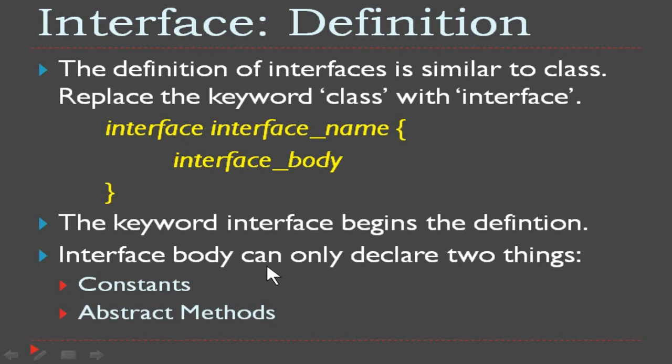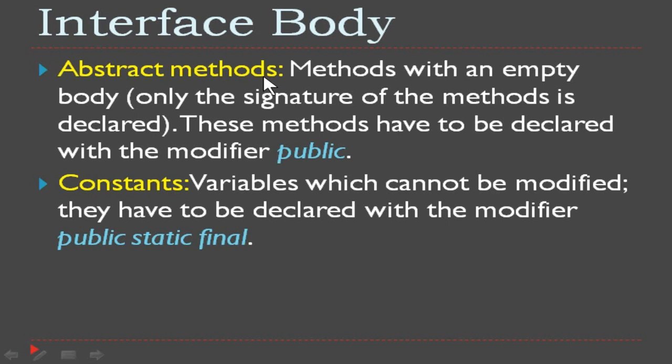The interface body can only declare two things: constants and abstract methods. So what is an abstract method? A method with an empty body, where only the signature of the method is declared. That means, same like your abstract class, you will have one or more abstract methods without any body. Only the method signature will be there.